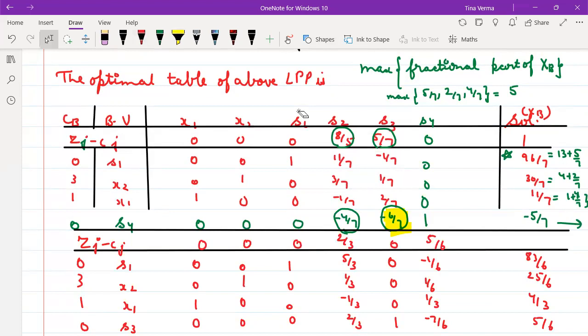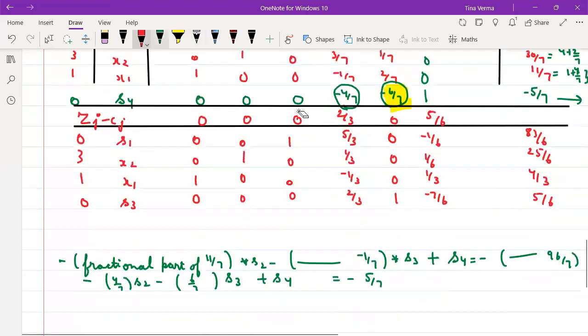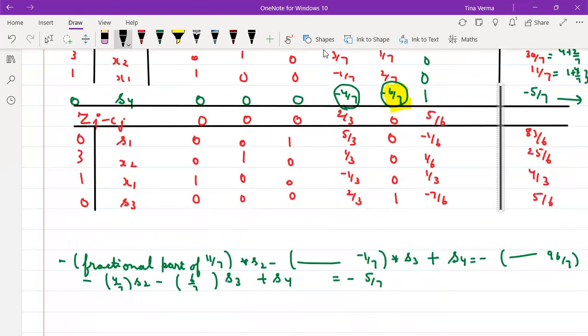Now, can we stop at this place? No. Why? Because I have got the optimality, but I have not got my variables as integers. So, how will you decide? You will choose the maximum from the fractions. So if you choose the maximum fraction, which is your entering?